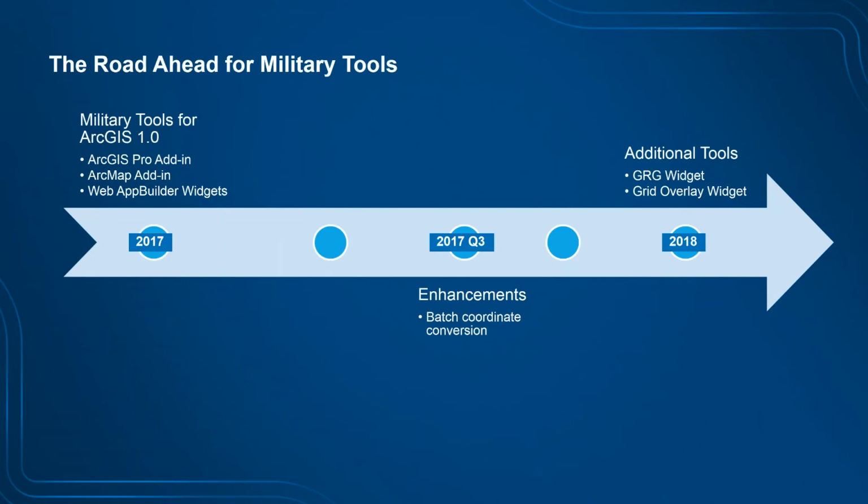Looking more long-term, we're going to incorporate a couple of additional tools into Military Tools for ArcGIS, namely the gridded reference graphic widget for creating gridded search areas overlaid on the map, and then the grid overlay widget, which overlays an MGRS grid, and it's scalable in the web as well. These tools are currently available to download, but they're not rolled into the Military Tools for ArcGIS offering.